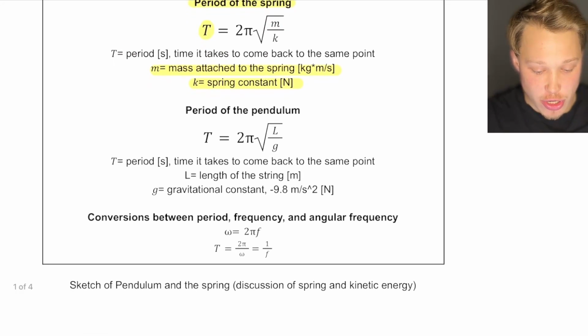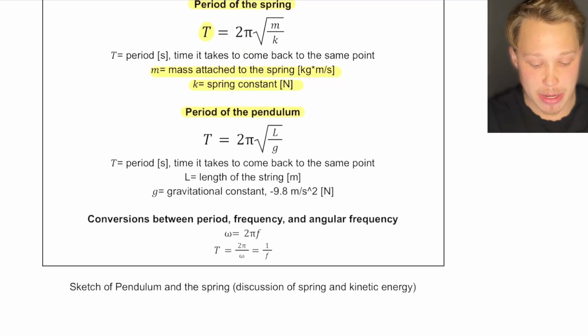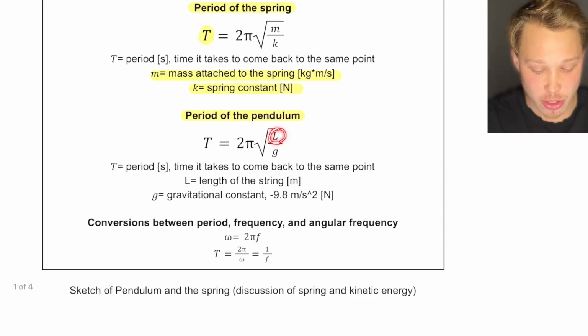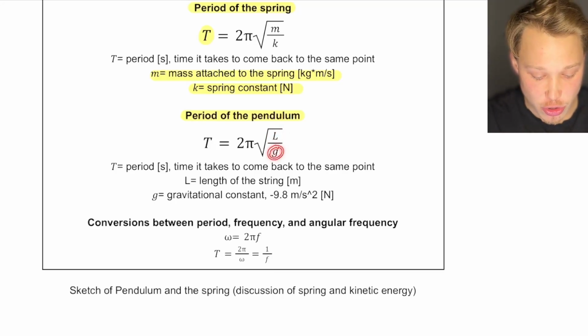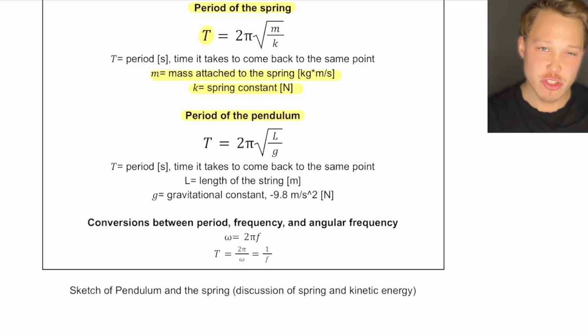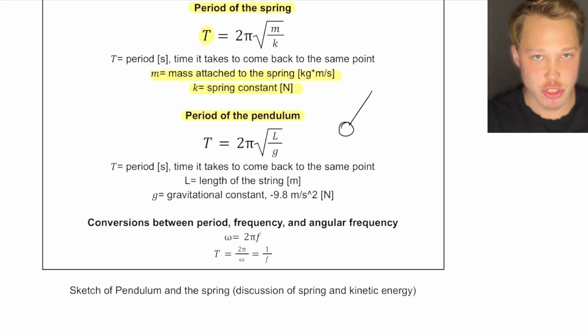Now, another interesting equation here is the period of the pendulum. It has a very similar format, but it depends on the length of the string and g, the gravitational constant. Interestingly, it does not depend on the mass. It does not matter what mass you attach to a pendulum, the period will be the same. The only thing that really determines the period here is the length of the string.